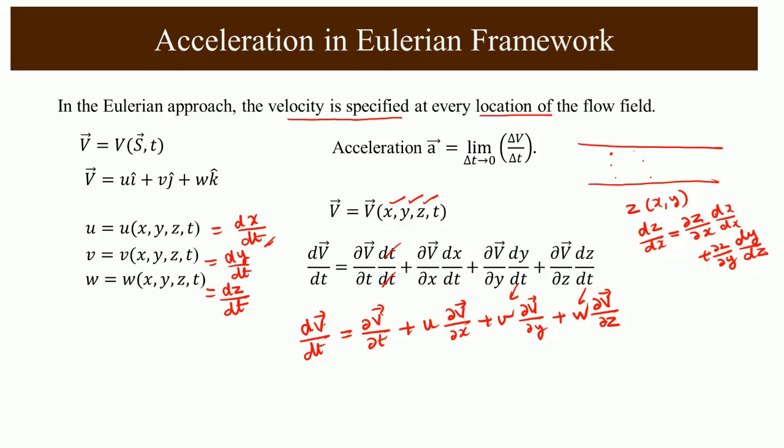Let us derive this. Okay, this is actually acceleration. How we come to that we will see now. First of all you have u, v, w. u is a function of x, y, z, t, v is a function of x, y, z, t, w is a function of x, y, z and t.